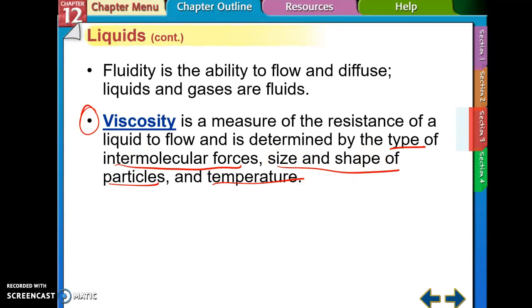So water has a very low viscosity. It has a very low resistance to flow. Syrup has a kind of low viscosity. Molasses has a high viscosity. It is very resistant to flow. Also think about when it gets cold outside. When something's cold, it's not going to flow as easily. So your ketchup bottle, you're going to probably warm it up a little bit to get it to flow.